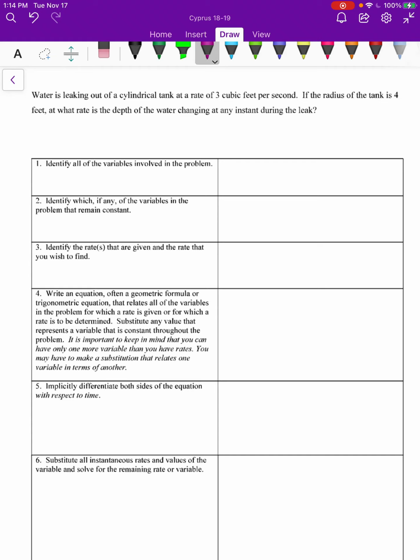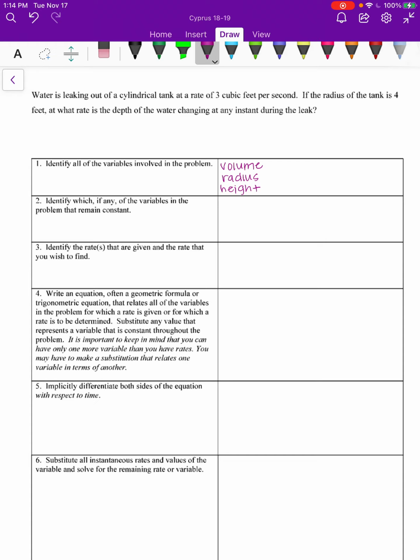Okay, so identify all of the variables in this problem. Water is leaking out of a cylinder, so we have volume for sure. Our volume is being affected. It talks about the radius. It tells me the radius. And it is asking me to find the change of the depth of the water. The depth of the water is the height. So when we think about a cylinder, how high is the water at any given moment?